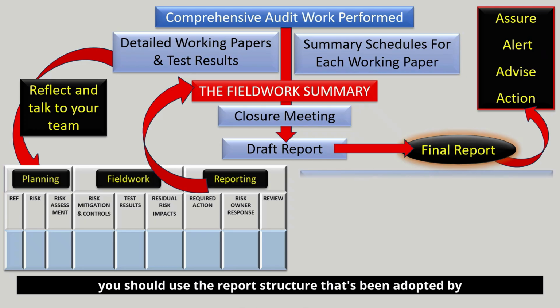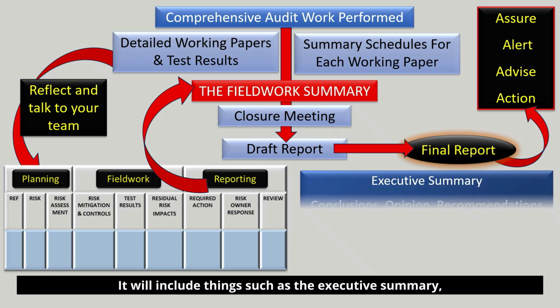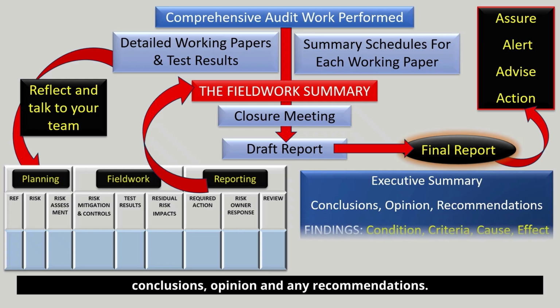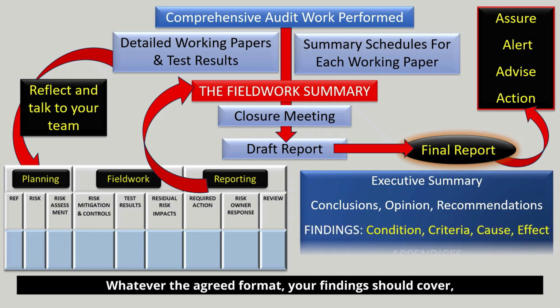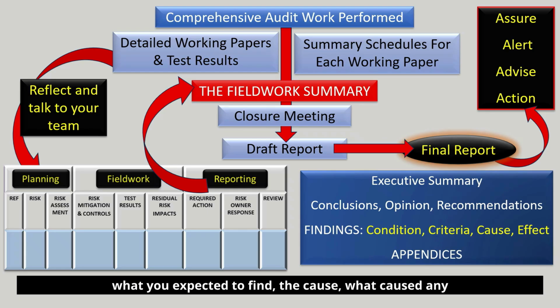You should use the report structure that's been adopted by your audit unit. It will include things such as the executive summary, conclusions, opinion, and any recommendations. Whatever the agreed format, your findings should cover the condition, what you found, the criteria, what you expected to find, the cause, what caused any difference between the condition and the criteria, and the effect, the implications which will come from your audit testing. In the end, your audit report's all about your opinion on the significance of residual risk and whether this is acceptable or not.